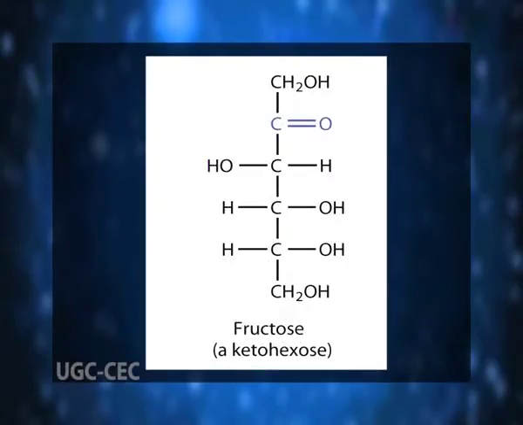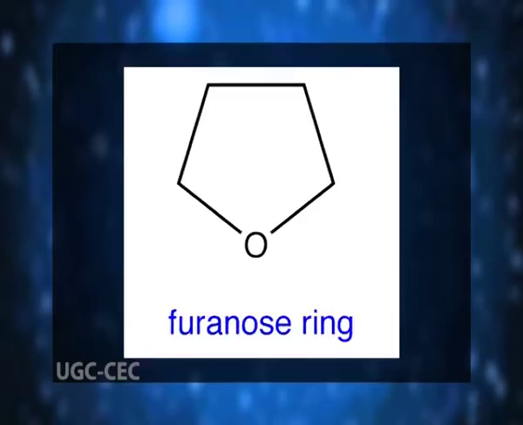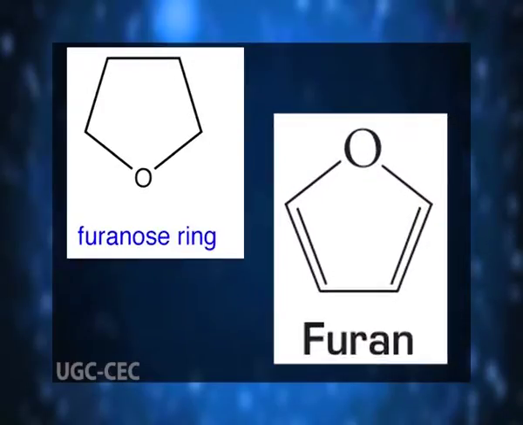For a ketohexose such as fructose, the carbon 2 keto group in the open chain form of fructose reacts with a hydroxyl group within the same molecule to form an intramolecular hemiketal. The carbon 2 keto group can react with either the carbon 6 hydroxyl group to form a 6-membered ring or the carbon 5 hydroxyl group to form a 5-membered ring. The 5-membered ring is called a furanose because of its similarity to furan.